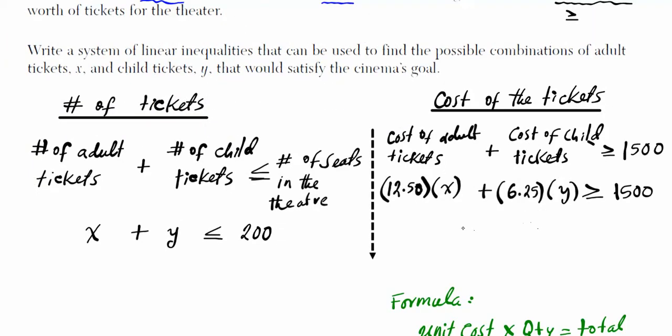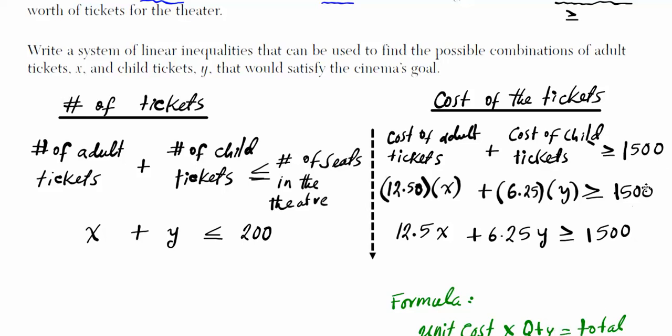Okay, all right, let's simplify this. So we have 12.5x plus 6.25y is greater than or equal to 1,500.